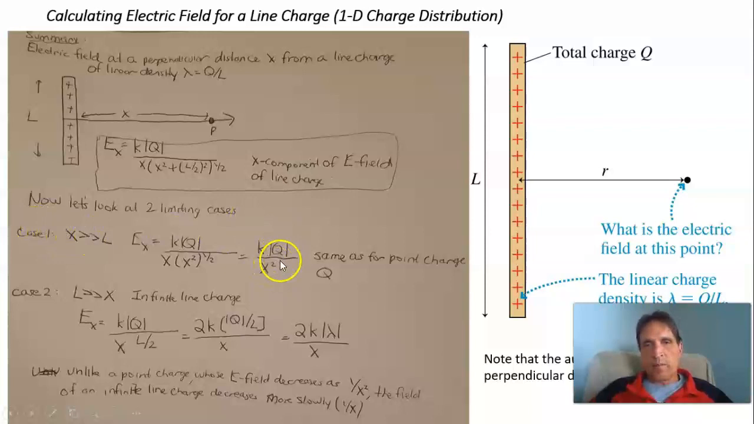Okay? And that's the same field as a point charge. I put an absolute value here because we derived this for a positive charge, but it also would apply for the same magnitude of negative charge. The electric field would just point toward the wire instead of away, but the magnitude would be the same. And that's why there's that absolute value here. So what this says is that if we're very, very far away from the wire, it almost looks like a point charge to us. This dimension L becomes indiscernible.